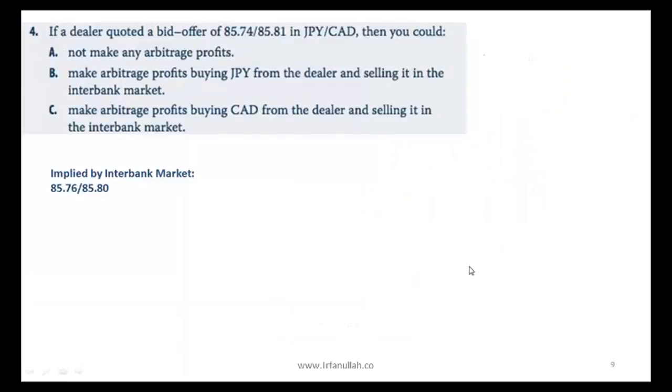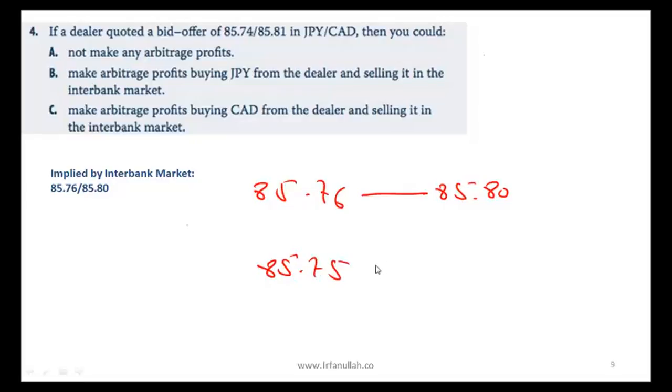What about this? All right, so can we make an arbitrage profit or not over here? So you need to write down these numbers. Again, the implied interbank rate is 85.76 and 85.80. What's the dealer quoting? 85.75 and 85.81.